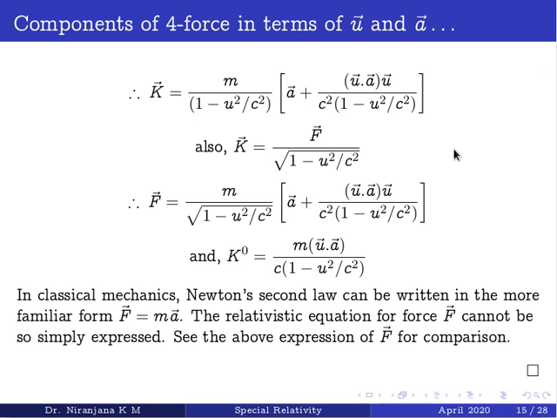And by comparison of these two expressions we can show that the relativistic force F is given by m by square root of 1 minus u square by c square into a plus u dot a into u by c square into 1 minus u square by c square. And the temporal part k0 is m into u dot a by c into 1 minus u square by c square. And you can see that in classical mechanics Newton's second law can be written in the more familiar form as force equals mass into acceleration.